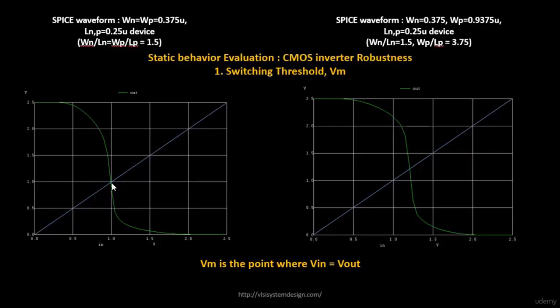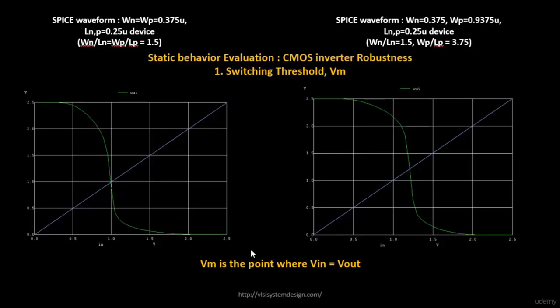That brings us to the parameters that will define the robustness of the CMOS, and the first one is the switching threshold. Switching threshold means the point at which the device switches. We are going to evaluate the static behavior of your CMOS, and we'll come up with parameters like switching threshold, noise margin, and so on, that will define the robustness of your CMOS. It will prove to us why the CMOS inverter is the most widely used logic for building logic gates.